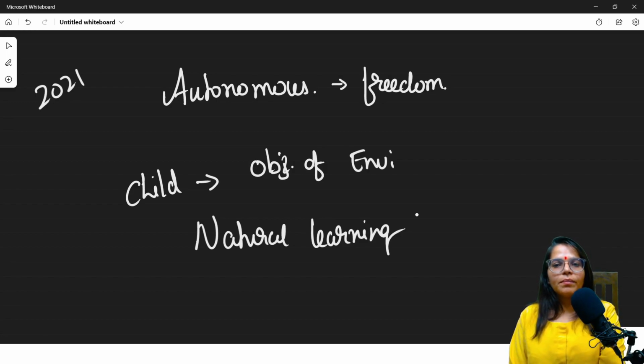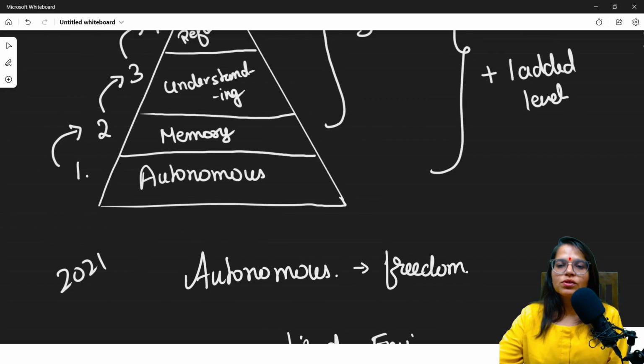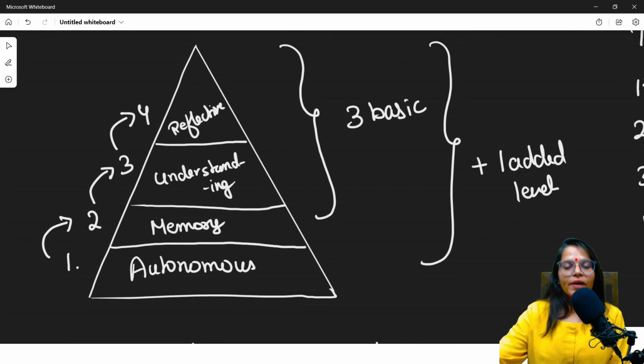Now, if I leave the autonomous level, we still have 3 levels to go. That is memory level, understanding level, reflective level.